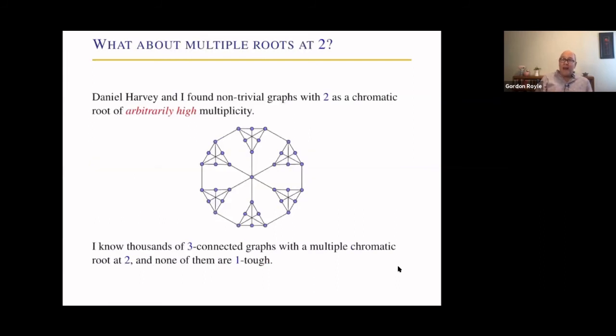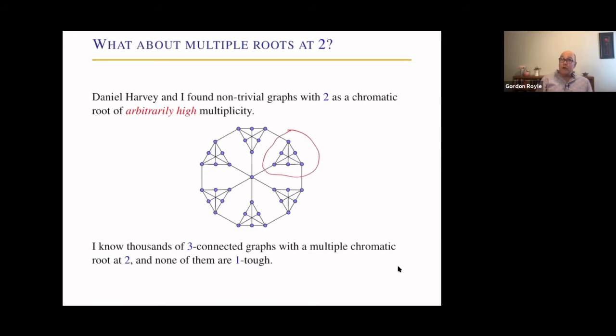What happens at 2? Well, Daniel Harvey and I found some graphs with a chromatic root at 2 of arbitrarily high multiplicity. There's the family, and that was fairly recent, and that was quite tedious to prove, because we had to find the chromatic polynomial of this graph and then see what happens as you let the number of those little triangle shapes tend to infinity.